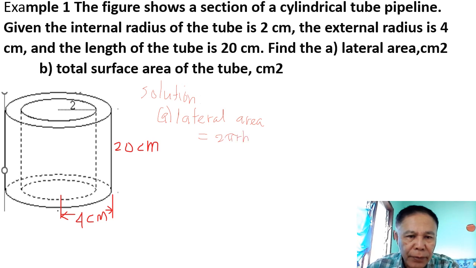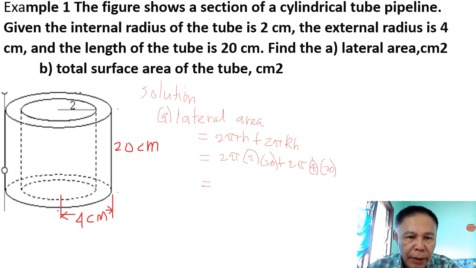The small r refers to the internal radius, plus 2 pi R, where the big R refers to the outside, or simply equivalent to 2 pi, your r is 2, times 20, plus 2 pi times 4 times 20.